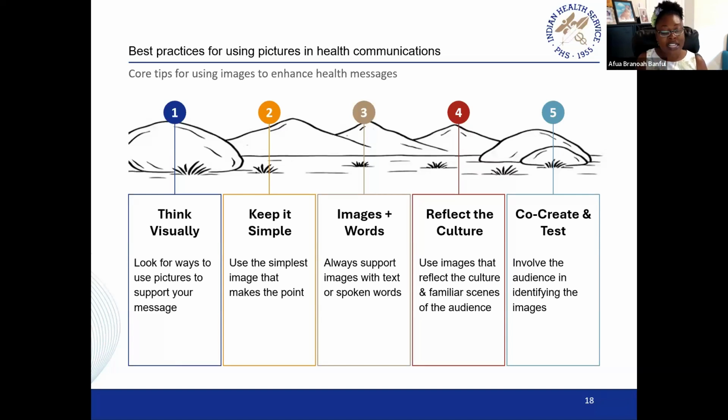Okay. I'm trying to keep this up on the page a little bit longer to get it to sink in. This is how I remember it. There are two things in the foreground that you should absolutely do: think visually and co-create and test. At worst, you have to do that, right? And then these three hills in the background, remember: keep it simple, words and images, and reflect the culture. Okay.